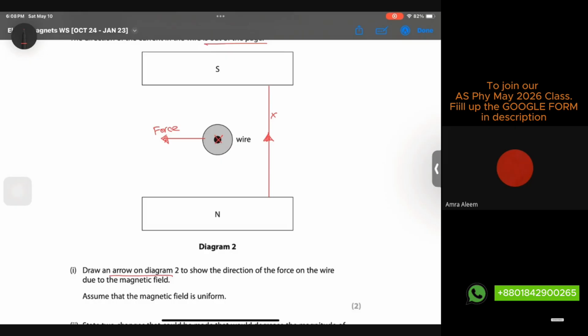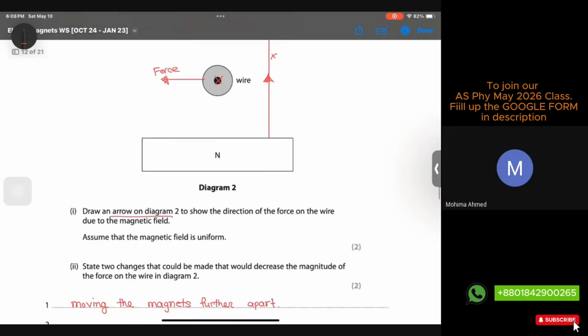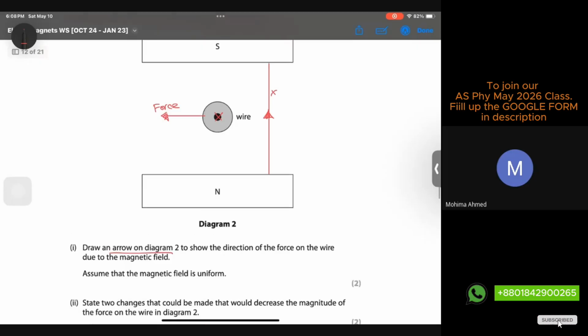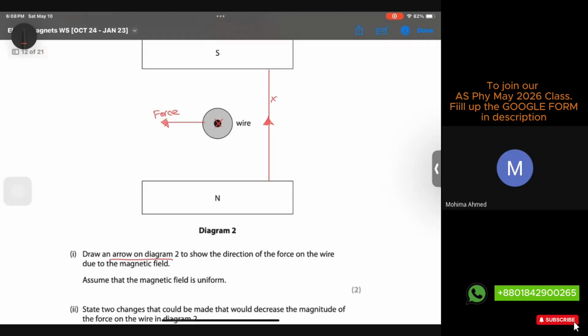What do you think? Can you say moving the objects far apart, or is that already said? No, I already said that, I'm going to move that magnet further apart. Increasing the distance also decreases the magnetic force. That's correct. Wait, so can you also say decreasing the magnetic field? Magnetic force. I want to decrease the force, because that was provided on this slide.